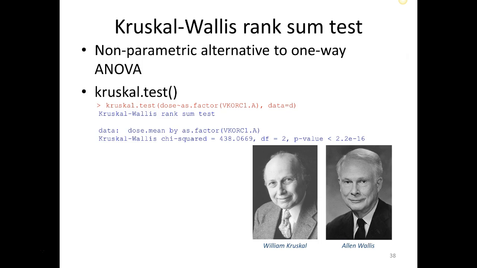If you have non-normally distributed data, you could use the Kruskal-Wallis rank sum test as a non-parametric alternative to a one-way ANOVA. So in this case, you use the function kruskal.test. And you write like this: kruskal.test dose, then over as factor CYP2C9, and then data D. And then you get this result. You can see that there is a significant difference between these groups.